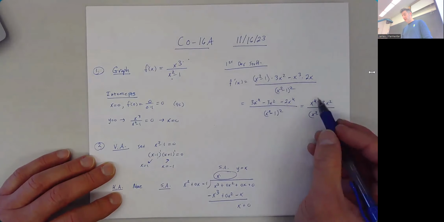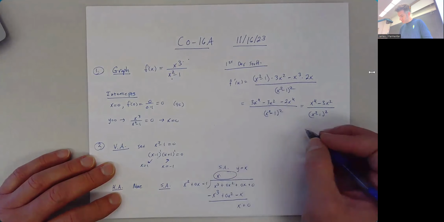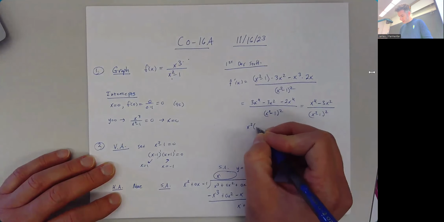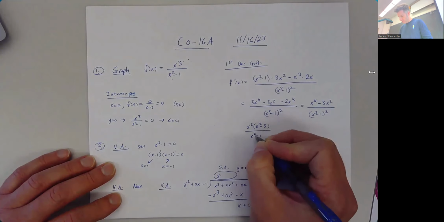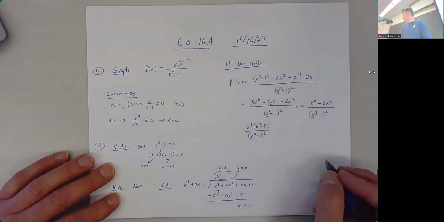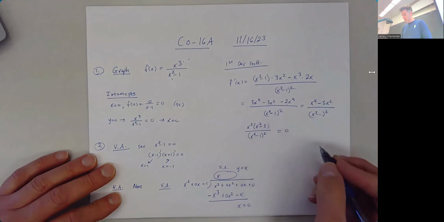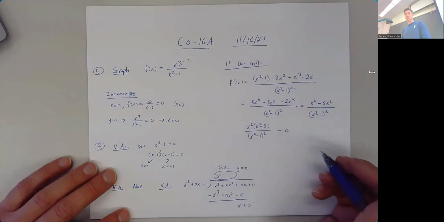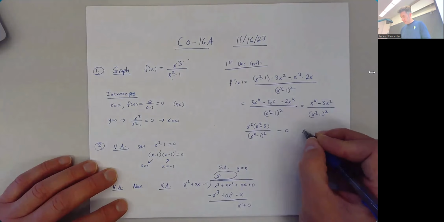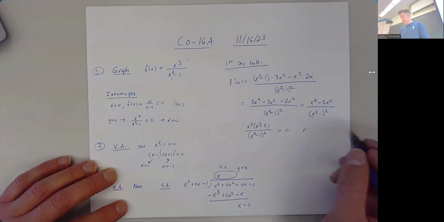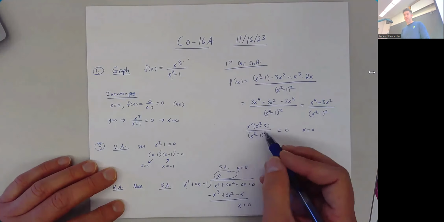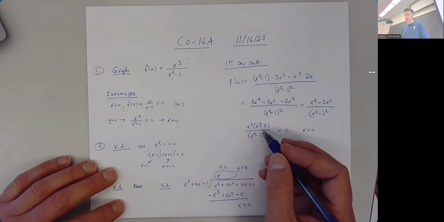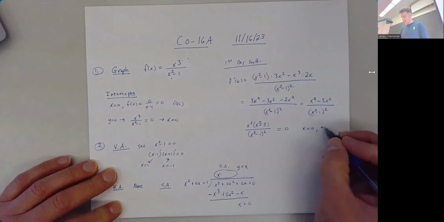Finally, factoring out an x squared from the top, x squared times x squared minus 3, over x squared minus 1 squared. If you set that equal to 0, you're going to get 3 solutions. I'm just setting the top equal to 0. So I'm going to get x equal to 0. And if I set x squared minus 3 equal to 0, I get x squared equal to 3, or x equal to plus or minus the square root of 3.